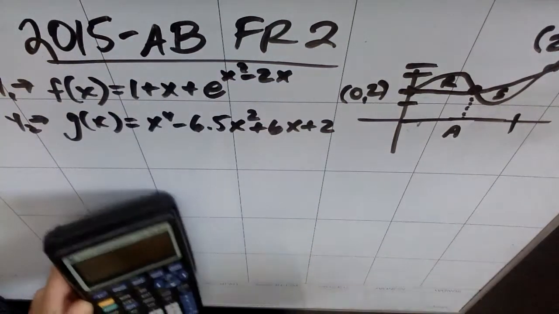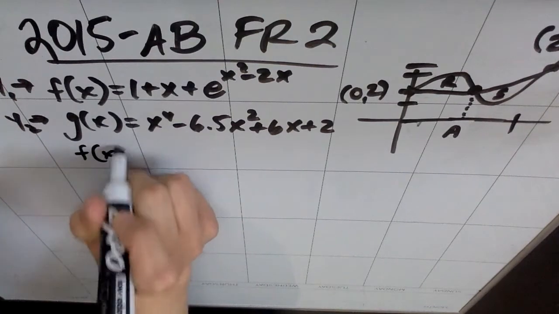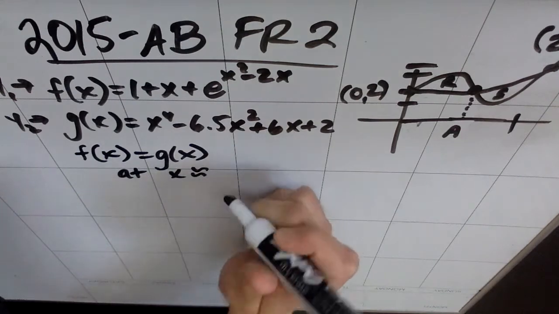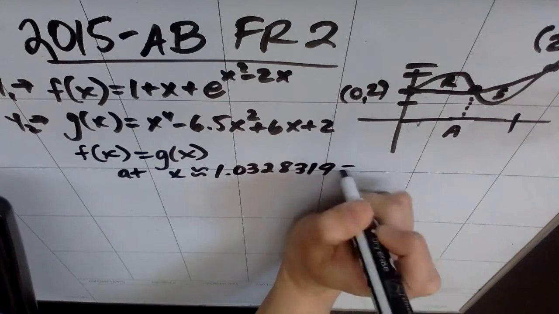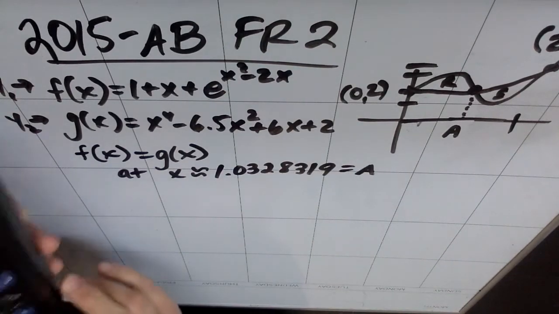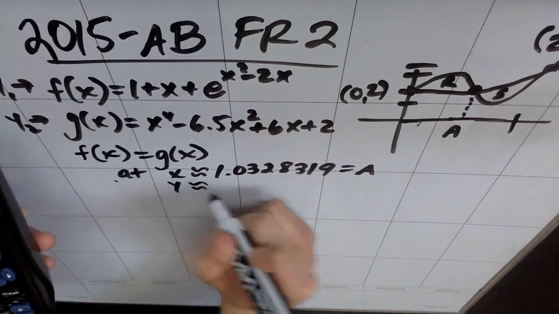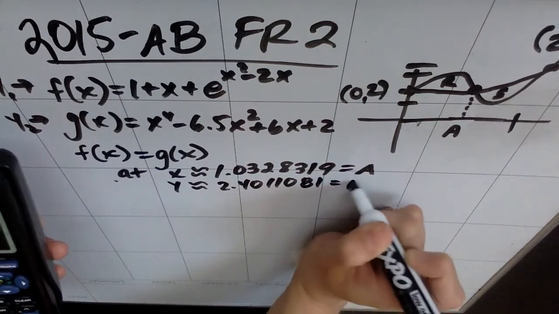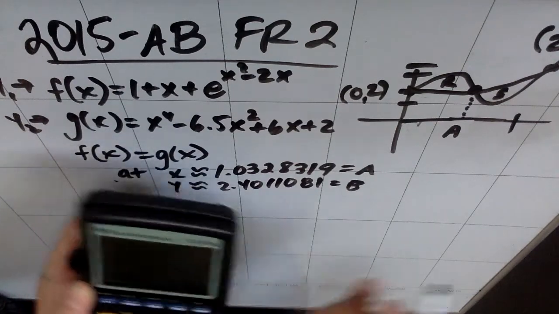So I get that f of x equals g of x at x approximately 1.032831, which I'm going to call A. Now, you may or may not need the y value of this point of intersection, but it might be worth having. Y is 2.4011081, which you could store as B. The only reason I mention that is that every once in a while they'll throw you something where it matters that you know the actual point of intersection.